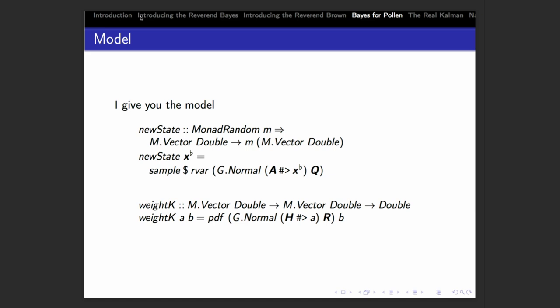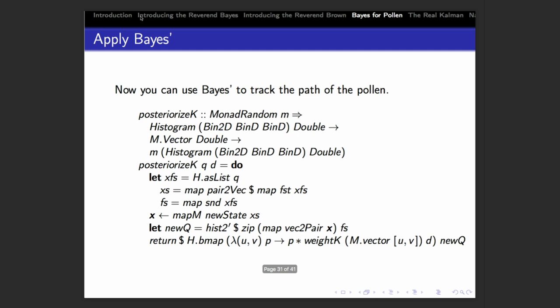So here's the model. We've already talked about the model, which is the state gets updated by this matrix multiplication, with some noise added in. Now we want to see how good your guesses are. So we take the current value of the state, we extract the observation, and we add the noise, and we see how close it is to our observation. All right? So that's the model, and you're given that. So now you can use Bayes' theorem again to track the path of the pollen.